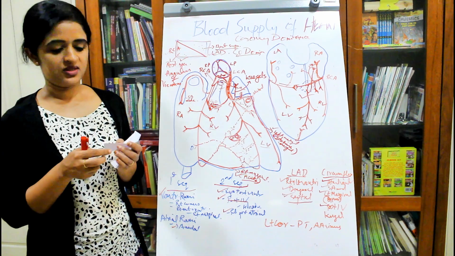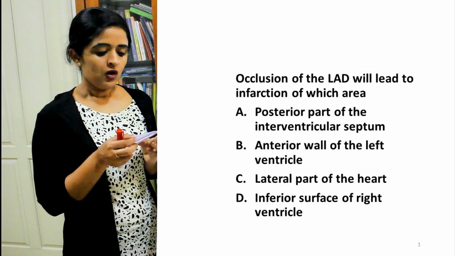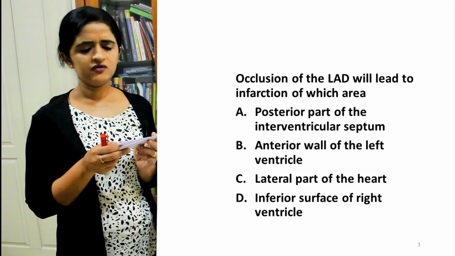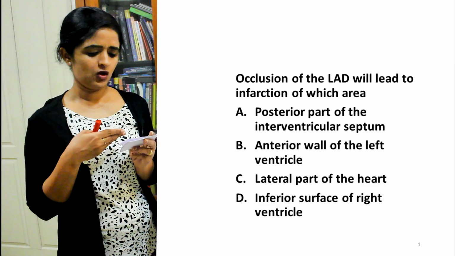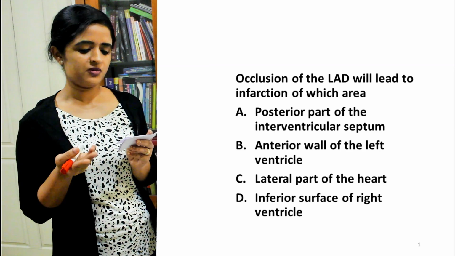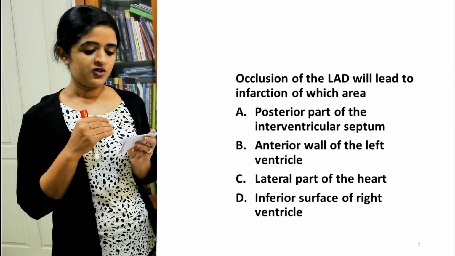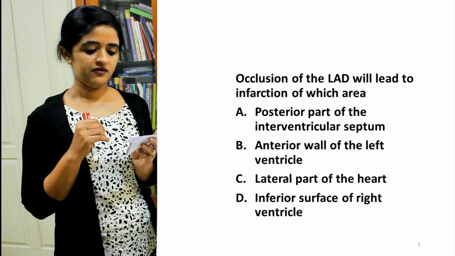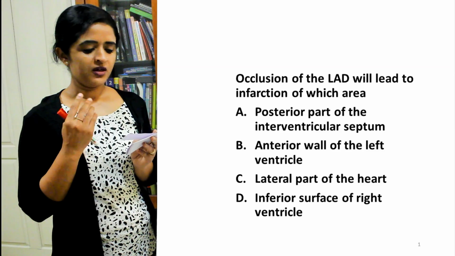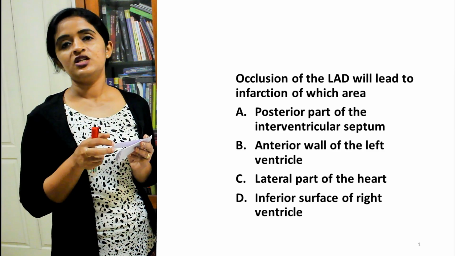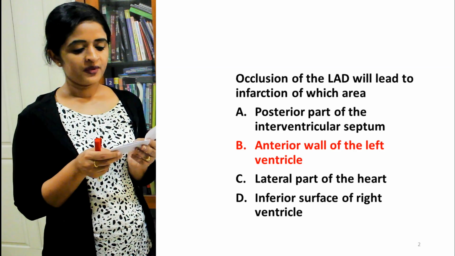Now we will move on to the questions. The first question: occlusion of the left anterior descending artery will lead to infarction of which area? We have seen the options: posterior part of the interventricular septum, anterior wall of the left ventricle, lateral part of the heart, inferior surface of the right ventricle. So which part? Left anterior descending. It is the anterior wall of the left ventricle.